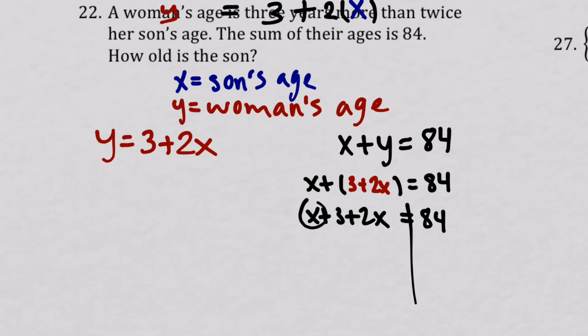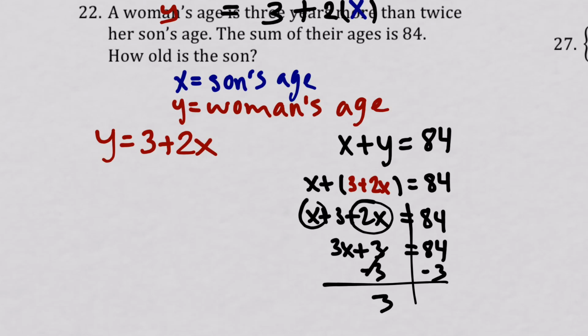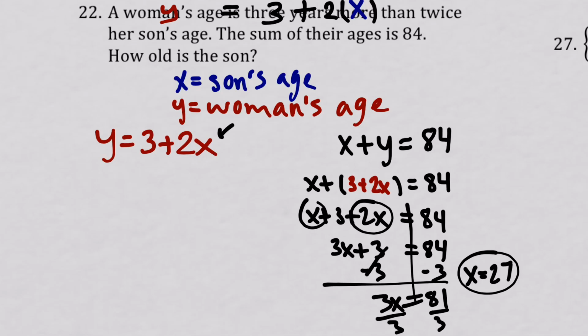Combine the x and the 2x together to get 3x plus 3 equals 84. Subtract 3 from both sides. 3x equals 81. And divide by 3. And you get x equals 27, because 81 divided by 3 is 27. You're going to take that x equals 27 and you're going to plug it in right there.